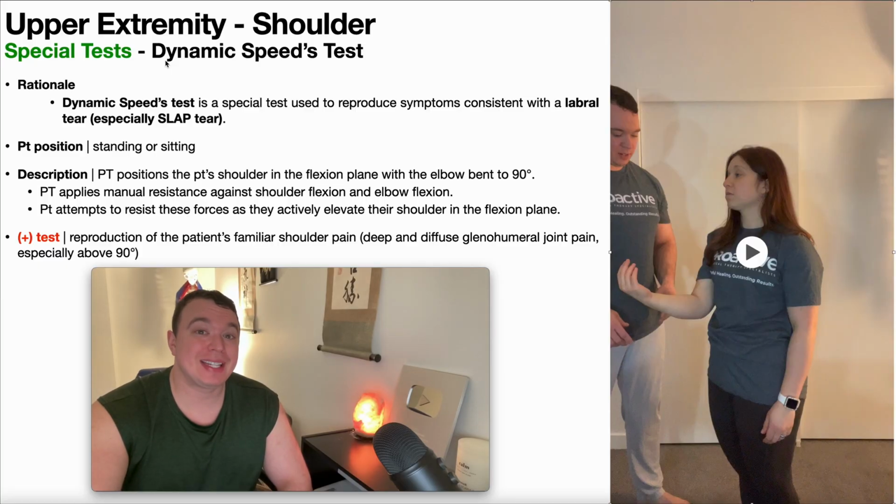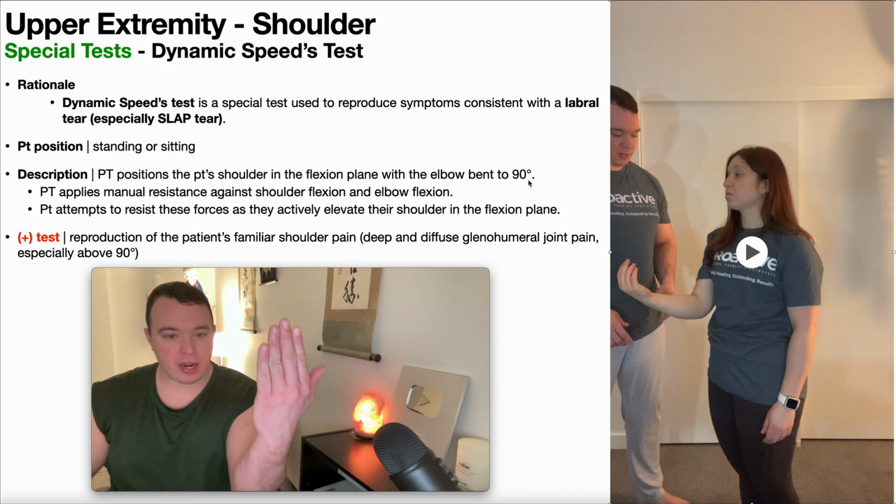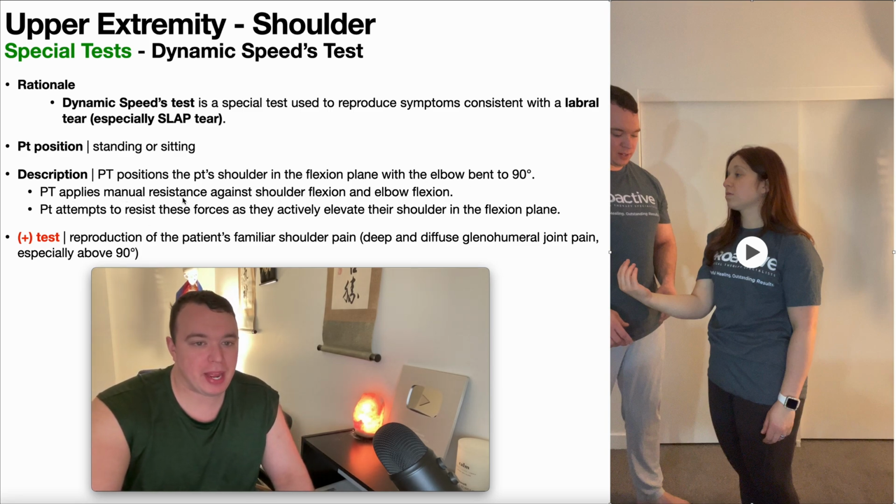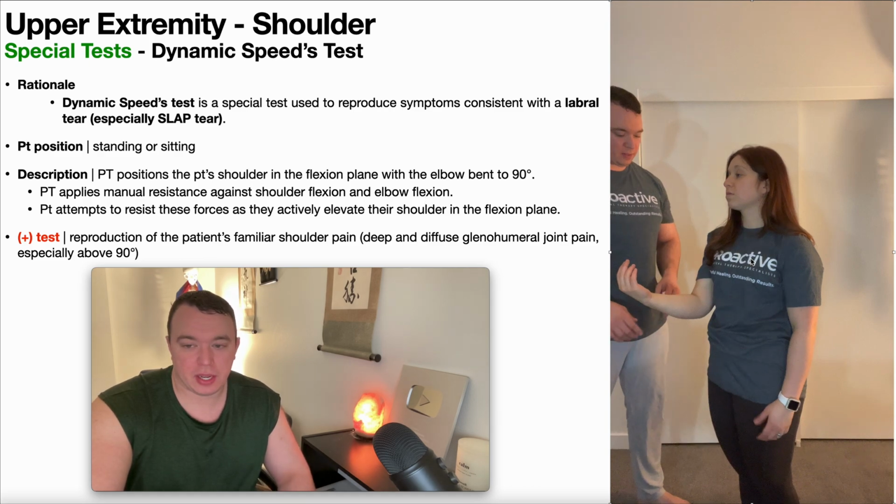So to perform the dynamic speeds test, the patient will be positioned either in standing or sitting. I'm going to have her in the standing position here. And then the PT will position the patient's shoulder in the flexion plane with the elbow bent to 90 degrees. That just means that arm is right in front of you and the elbow is bent to 90 degrees like this. Now the PT is going to apply manual resistance against two movements. Those are shoulder flexion and elbow flexion. Okay? So let's take a look at what that looks like right now.